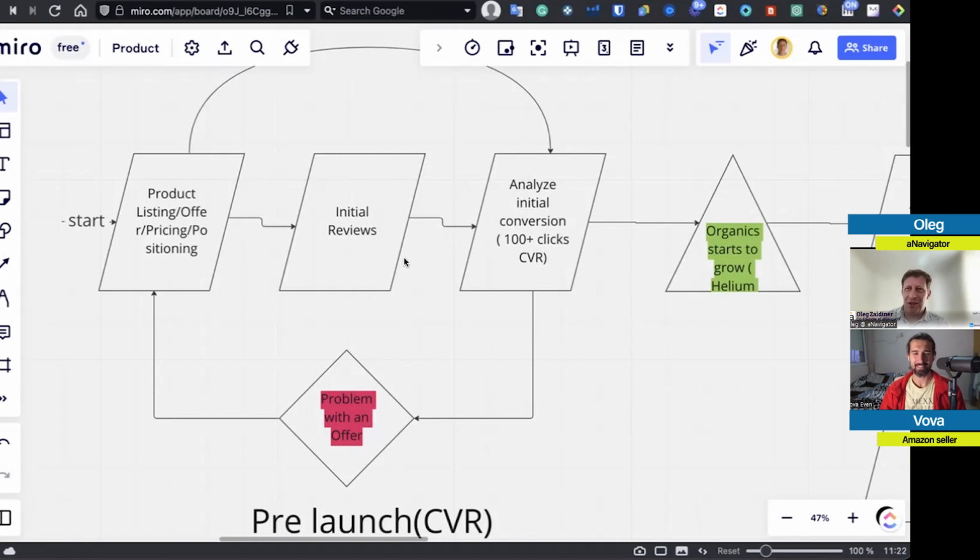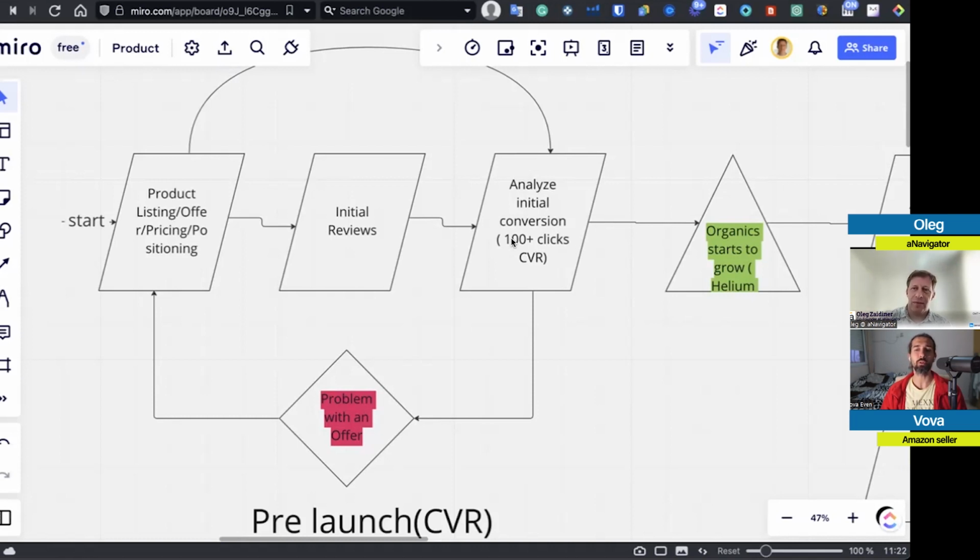Okay, you need to fix your basics, and we find this the fastest and cheapest way to understand if you can get it right. Usually 100 clicks is enough in most cases. You just say, okay, after 100 clicks I get 0 orders for main keywords, something is wrong, right?